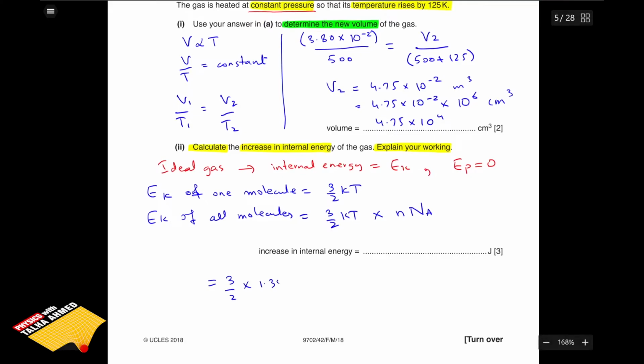Now I know we have 5.12 moles, so if I know the number of moles, all I need to do is multiply it with the Avogadro's constant, which is 6.02 times 10 to the power 23, and that will give me the increase in internal energy of the entire gas. And if we don't make any calculation errors here, we should be fine. You can find the Boltzmann constant from page number 2, and yeah, everything else from here on is straightforward.